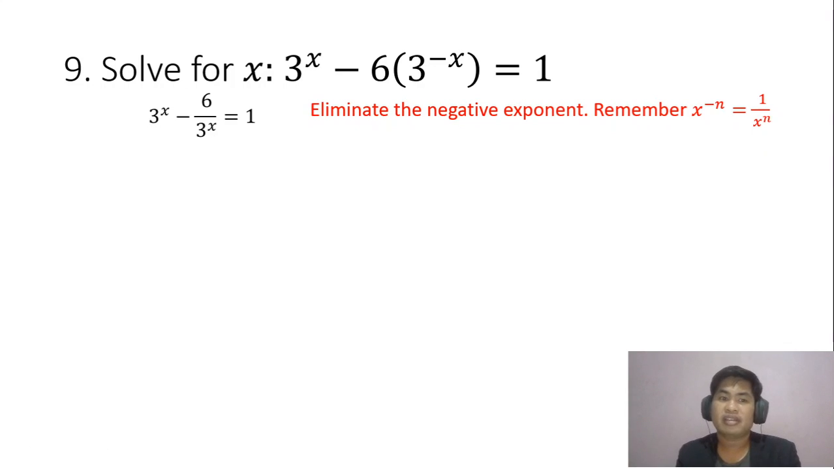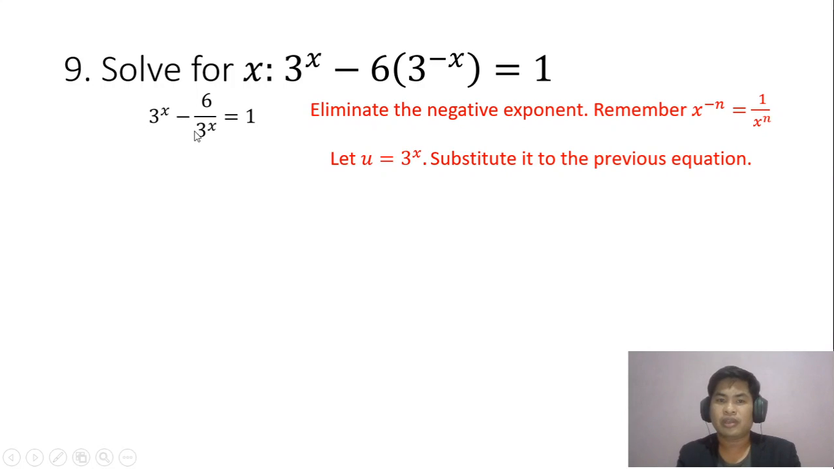So we have 3 to the x minus 6 over 3 to the x is equal to 1. Then, diba kabantay mo na parehas siya? So ako nang i-let og another variable. So let u be 3 to the x. So ato siyang i-let og another variable. Then substitute it to the previous equation. So atong ibalik dire. So mahimo siyang u minus 6 over u is equal to 1.